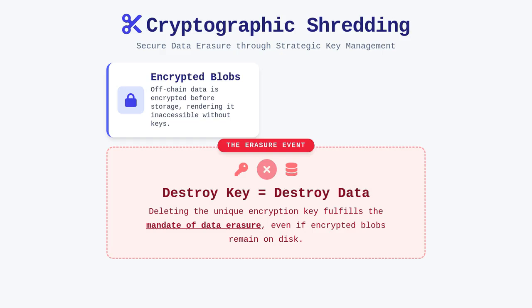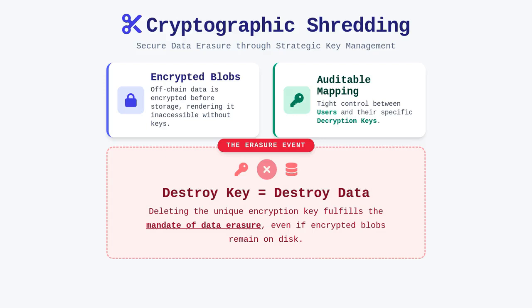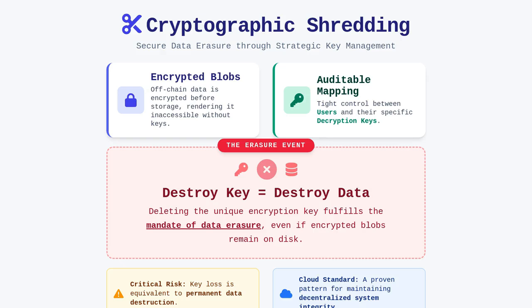This is a common pattern in cloud storage, and it is highly applicable here as a way to maintain the integrity of decentralized systems. We must ensure that the mapping between users and their specific encryption keys is tightly controlled and auditable, as the loss of these keys equates to permanent data destruction. Effectively, the key replaces the record, and destroying the key is the functional equivalent of shredding the data itself.